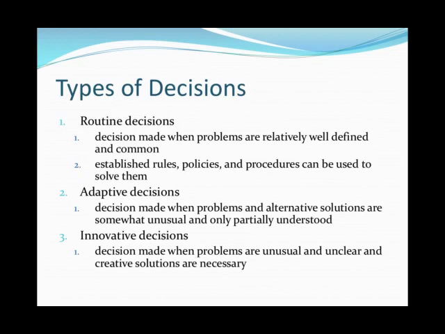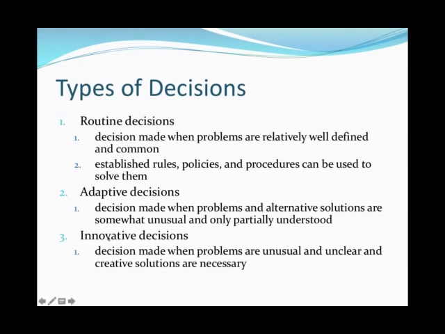An adaptive decision would be like, okay, we want to make a new model of a Kia Picanto that has better gas mileage, that's more fuel efficient, that looks nicer. So we're going to take the Kia Picanto, but we're going to change it a little bit, if that makes sense. So the problem is a little bit different than just building one. We don't know exactly how to do it, but we have something that we can use, and then we're going to adapt that to make it better.